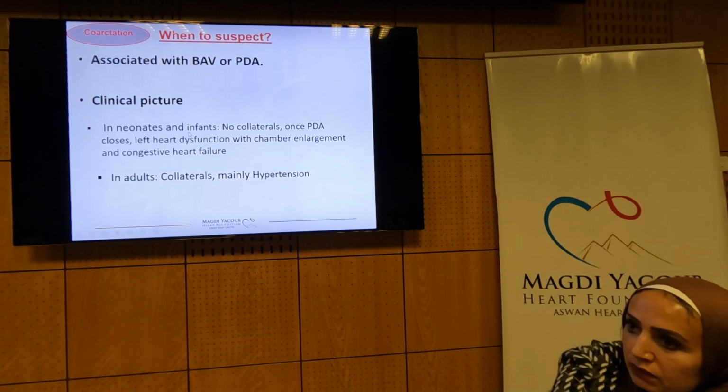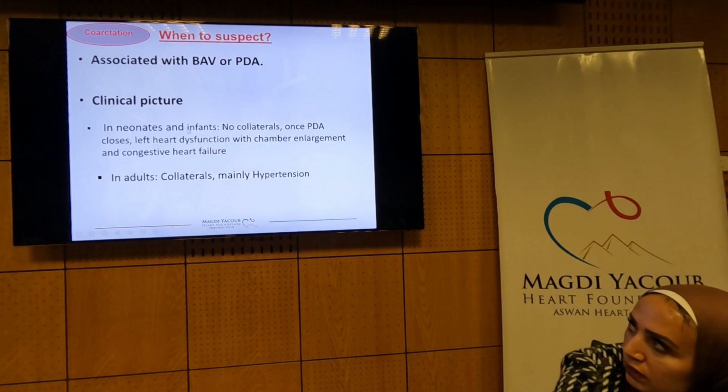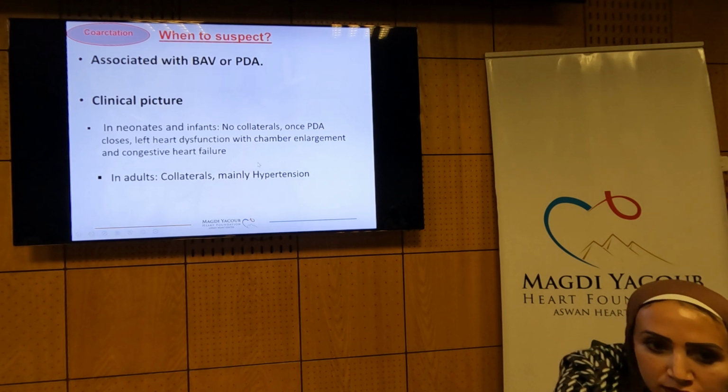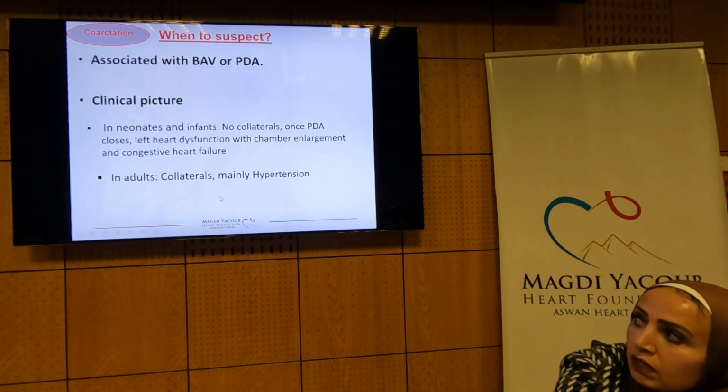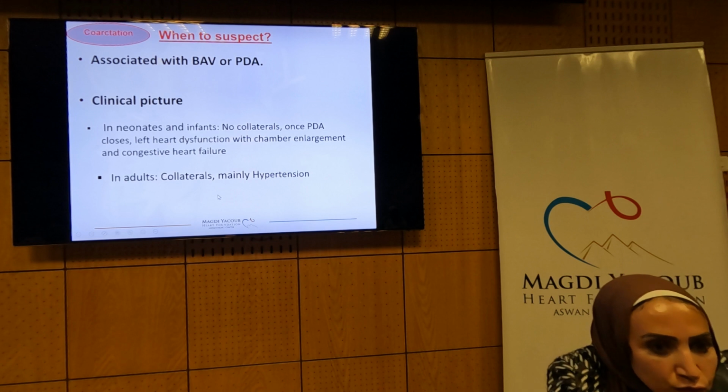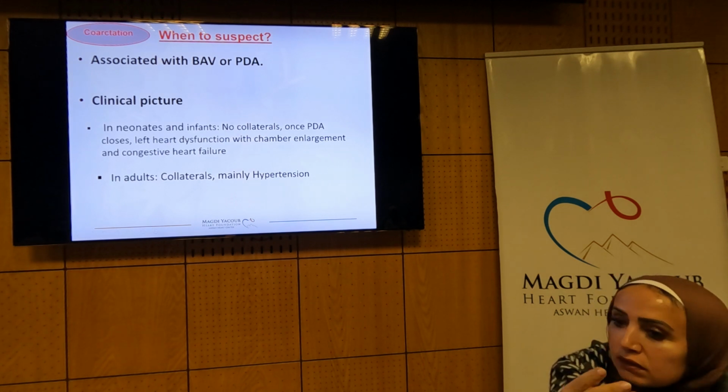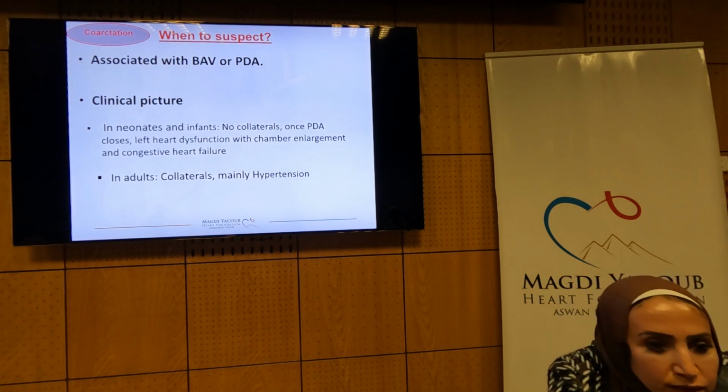How do patients present with aortic coarctation? In neonates and infants, they don't have collaterals. So once the PDA closes, left-sided dysfunction with chamber enlargement occurs, and they present with congestive heart failure. In adulthood, because they have collaterals, they present mainly with hypertension.